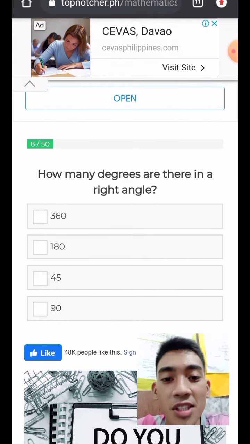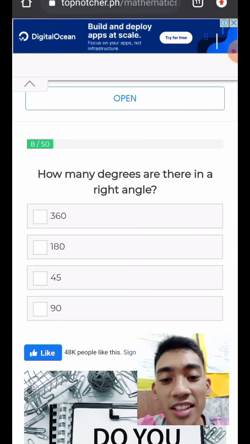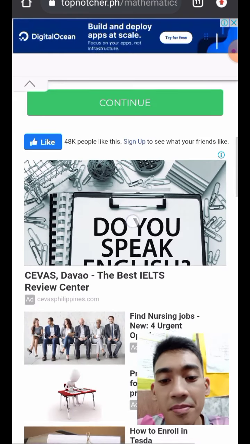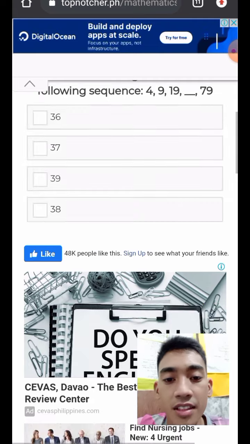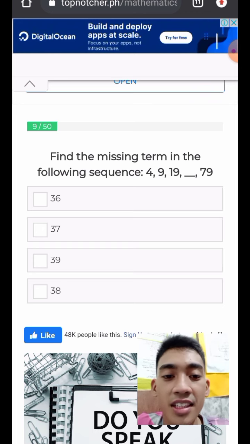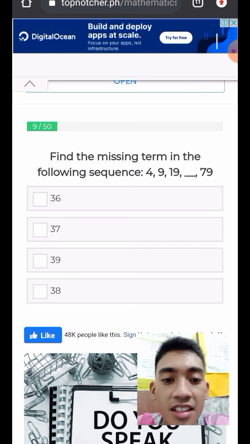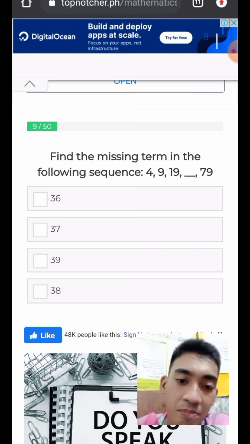How many degrees are there in a right angle? So, obviously, if it is a right angle, 90 degrees. Correct. Next. Find the missing term in the following sequence: 4, 9, 19, blank, 79.